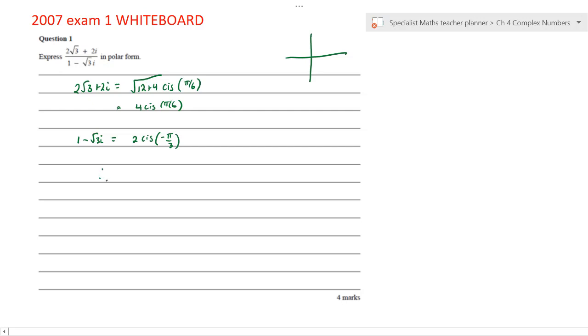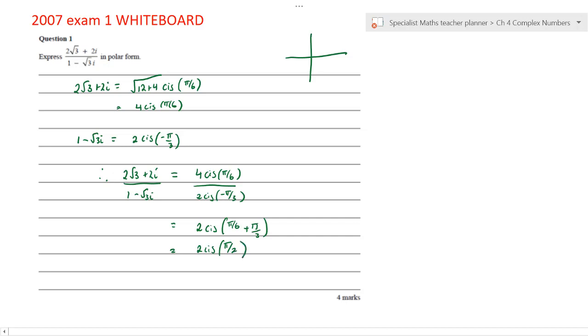Now, therefore, you need to write this out, please. A lot of students are not doing this. 2 root 3 plus 2i over 1 minus root 3i is therefore equal to 4 cis of pi on 6 divided by 2 cis of minus pi on 3. Now we apply that. That's 2 cis of pi on 6 minus negative pi on 3, or plus pi on 3, which is equal to 2 cis of 3 pi on 6, which is 2 cis of pi over 2.